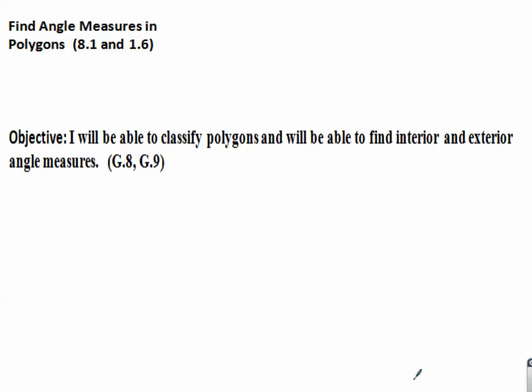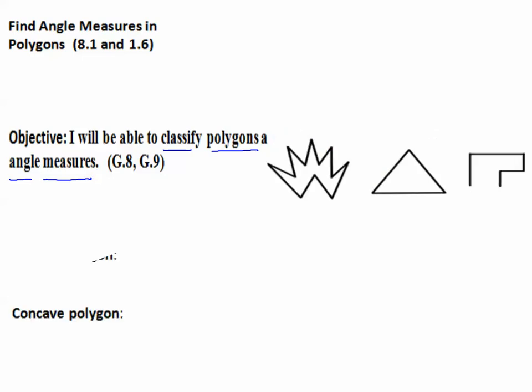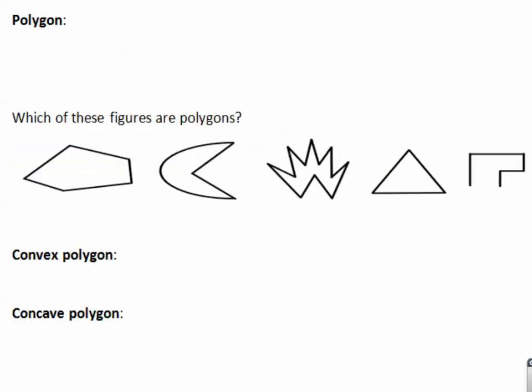In 8.1, which we are merging with section 1.6, if you need to reference your book, we will be able to classify polygons, and we will be able to find interior and exterior angle measures. That's our goal by the end of this lesson. First, let's talk about what is a polygon.